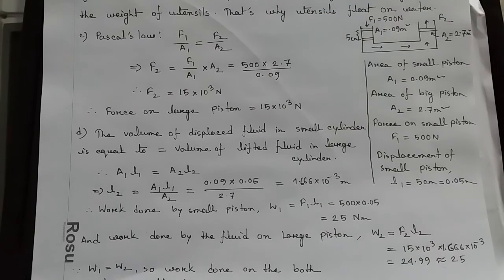We have noted this equation in our earlier classes, that is F1 divided by A1 equals F2 divided by A2. From this equation we can determine the value of F2, because the values of F1, A1, A2 are given in our statement, and using these values we get the force on the large piston as 15 into 10 cube Newton.